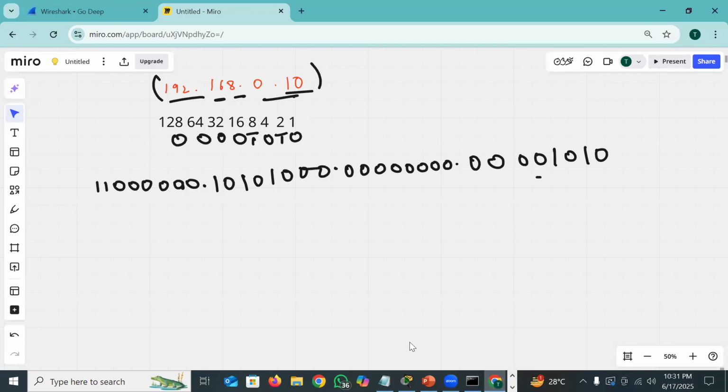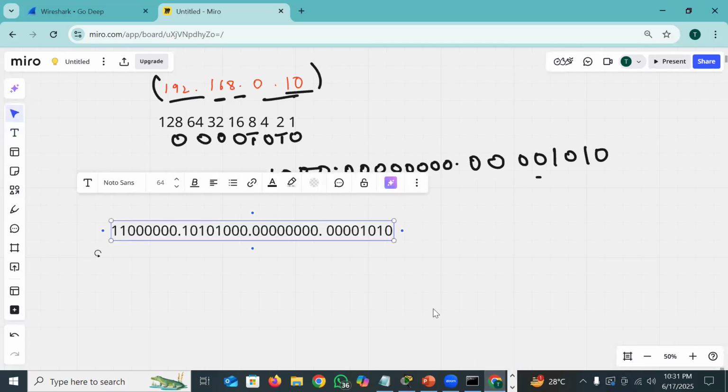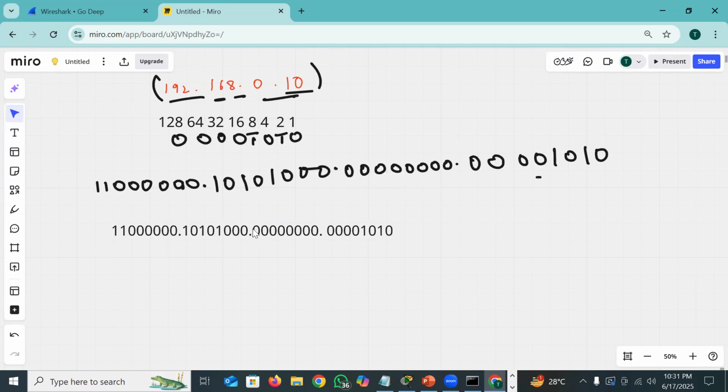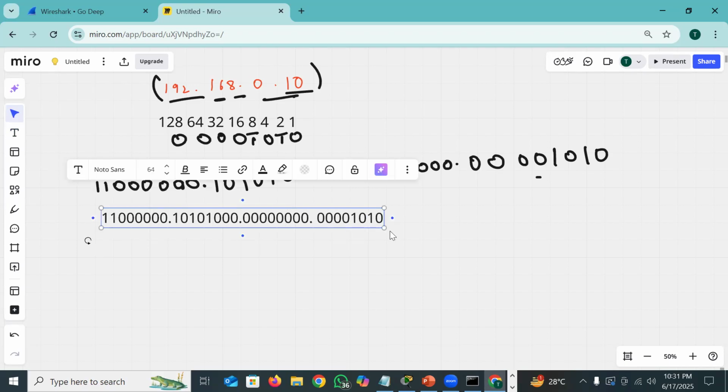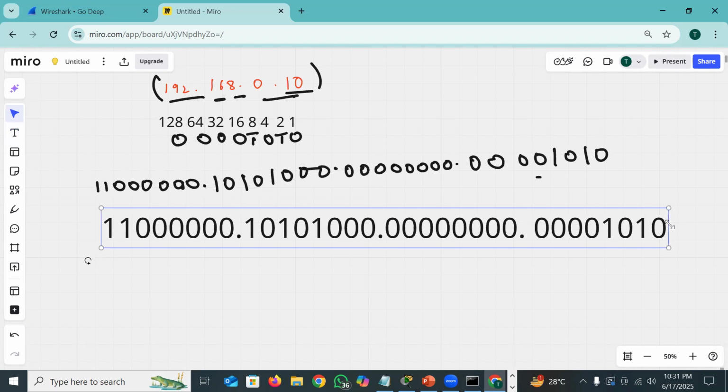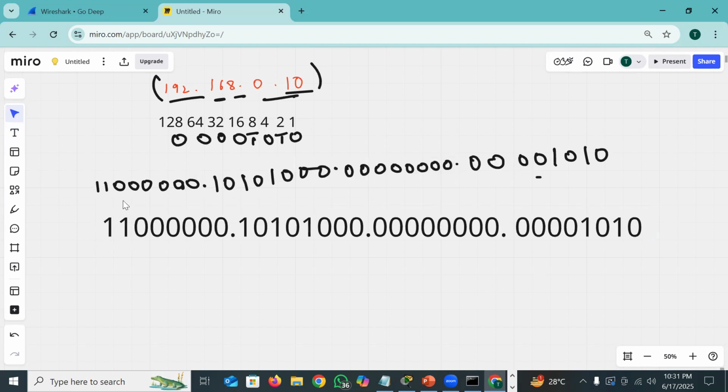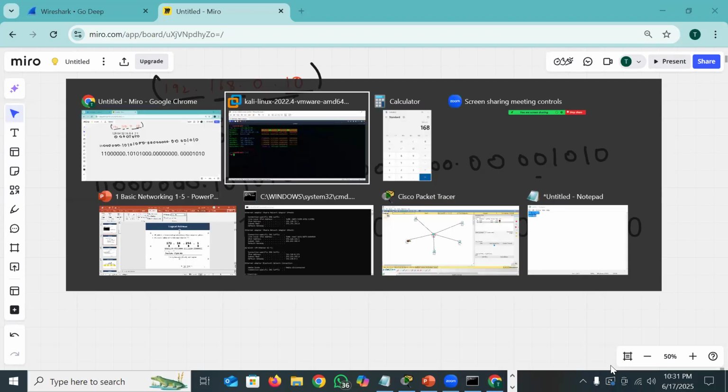So if I paste the value which the computer has produced, you can see that both are similar here, right? Isn't it, guys? We have 11000000, 10101000, then all zeros, then all zeros, then 00001010. Is that clear, everybody? So this is how the binary values appear whenever we see IP addresses.